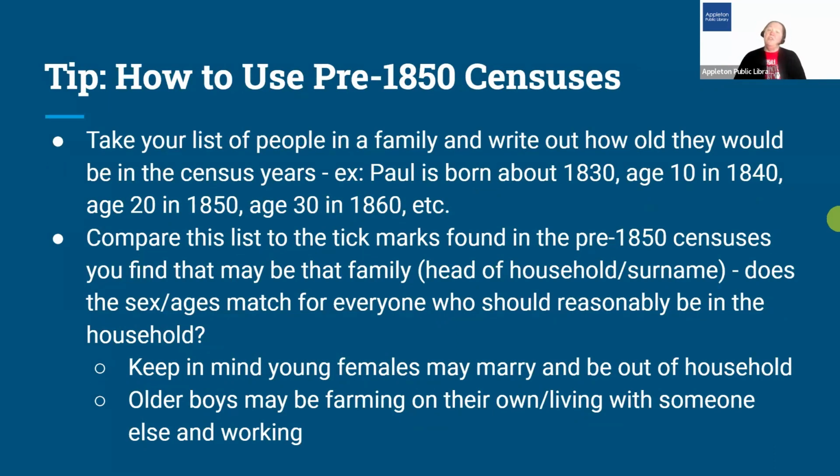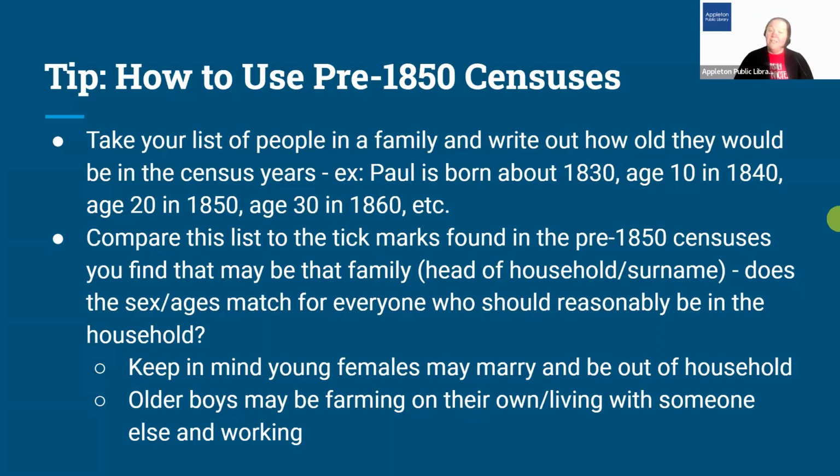So quickly, I'm going to tell you about how I use the pre-1850 censuses and make it not so difficult. So what I do is I take a list of all the people in a given family and I write out how old they will be in a census. So for example, one of the people might be Paul, who was born in 1830. Then I'm going to write down in 1840, he's going to be 10. In 1850, he's going to be 20. In 1860, he's going to be 30, et cetera, until he dies. I write down his age in those census years.